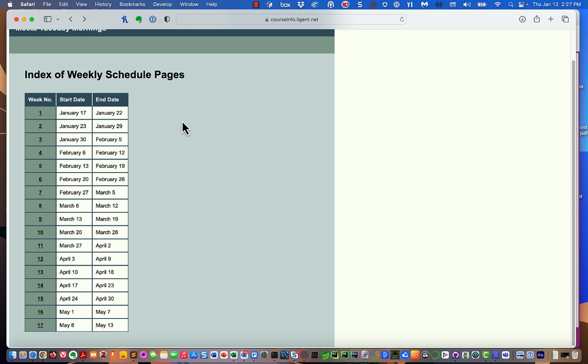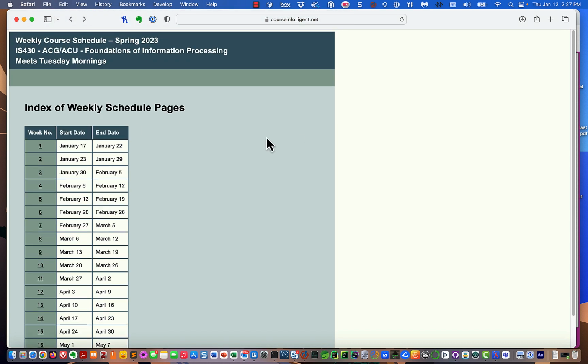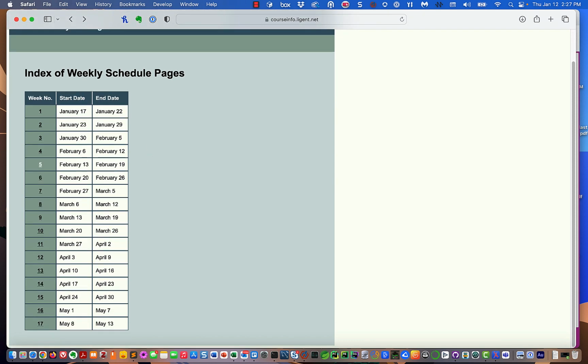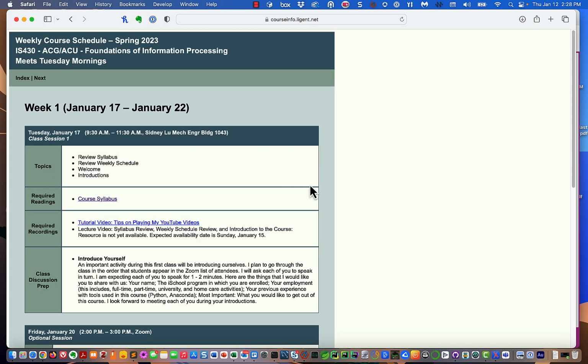So this is the index page. It has a table with a row for each of the official weeks of the semester, including week 17, which is exam and graduation week. Okay. And the way you get to a particular page is you click on the number of the week. So for week 1, we click on 1. Okay. The way this is organized is there's a block of content for each event that happens during the week.